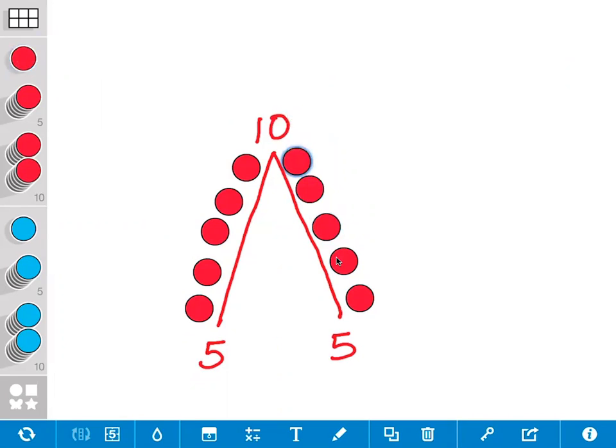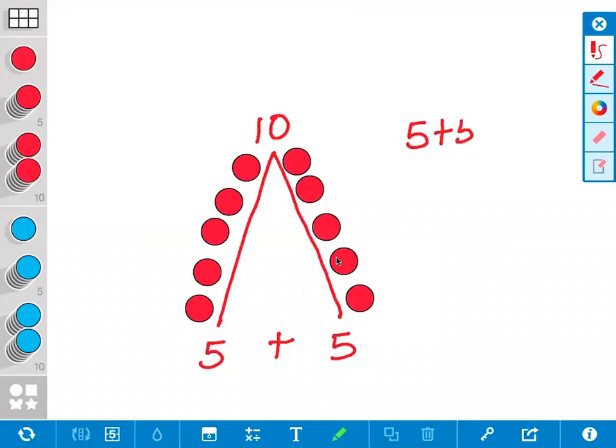So 5 plus 5 makes 10. So I'm going to write that. Now, look at this. This problem's a little different than the other one because if you switch them, you get the same thing. And remember, these are equal partners. And equal partners, you can't switch because it is the same. So I can't switch, so I only have one addition problem.